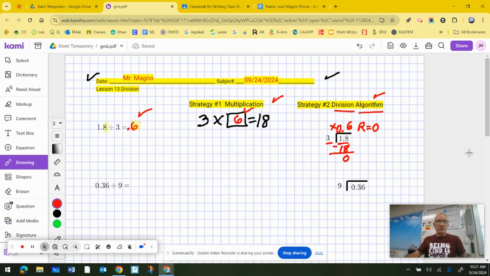All right, let's practice one more time. Oh, and one more thing I forgot to say. Remember, a division can also be written as a fraction. Okay? And that also yields the same answer. So it's 1 and 8 tenths divided by 3 equals 6 tenths.